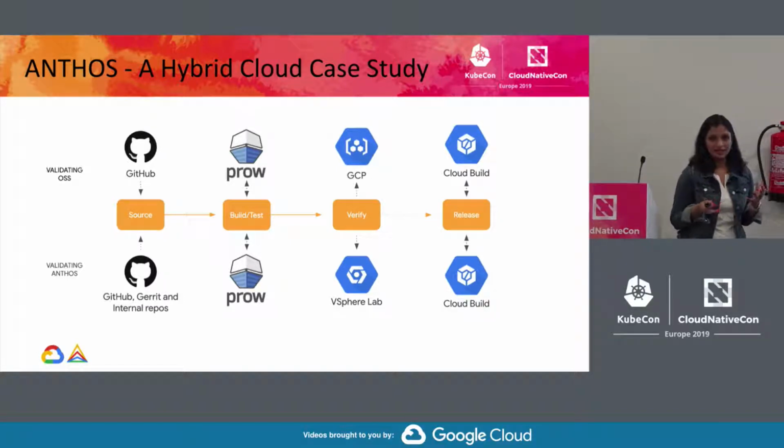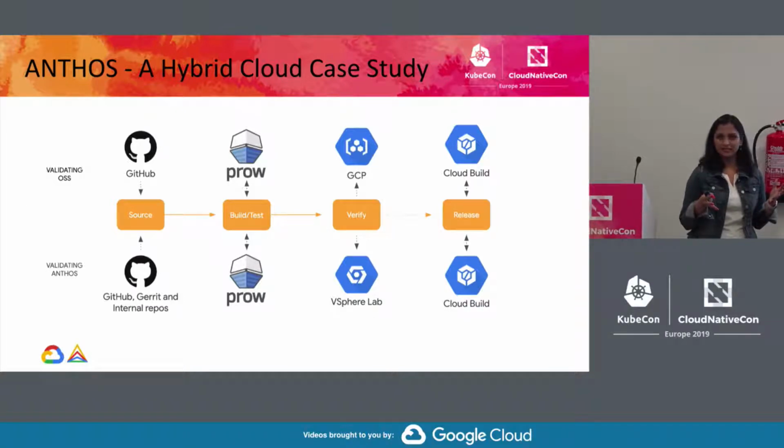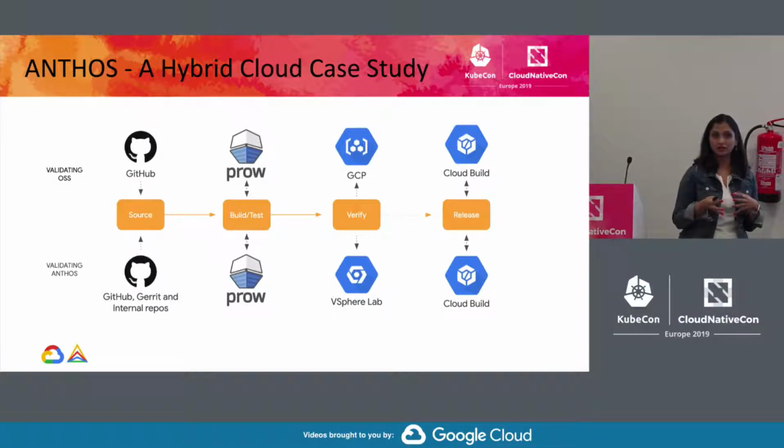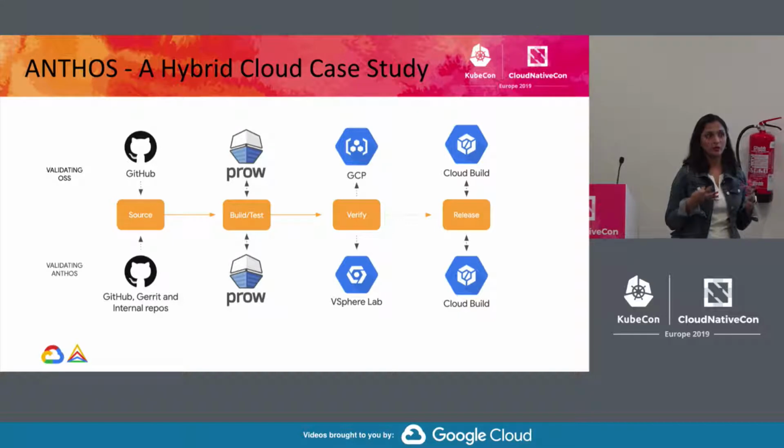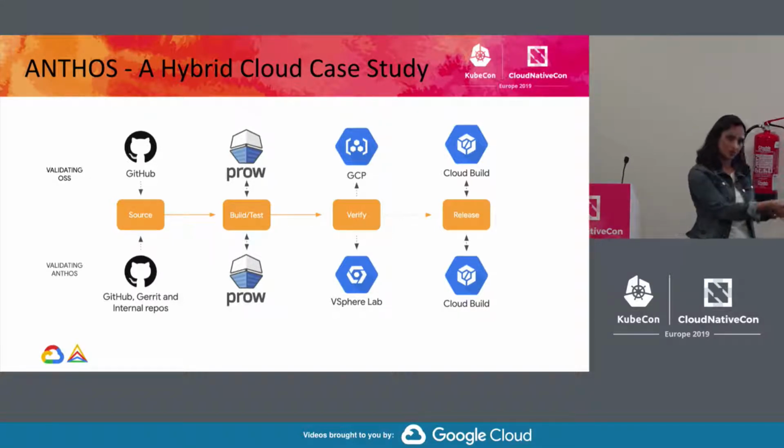So what is ANTHOS? The cloud landscape itself is evolving quite fast to include hybrid clouds, where we run workloads both on customers' on-premises environments and also on cloud.